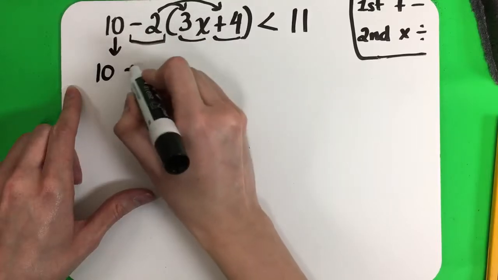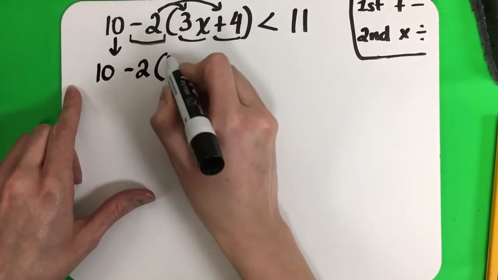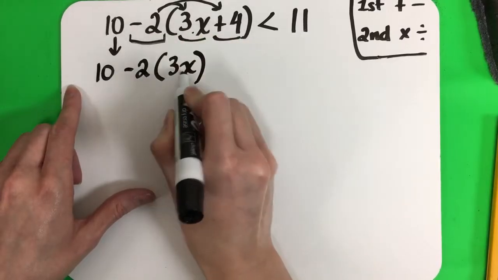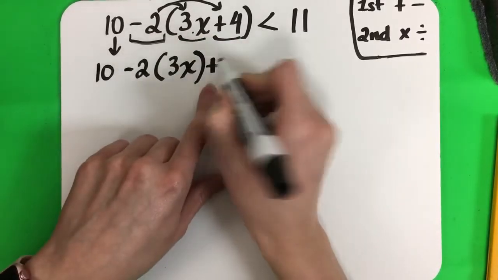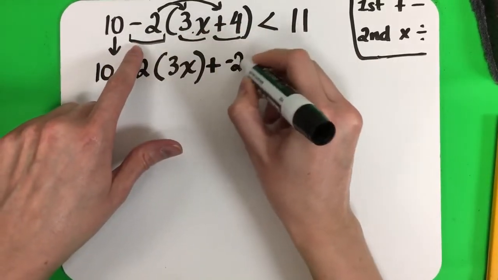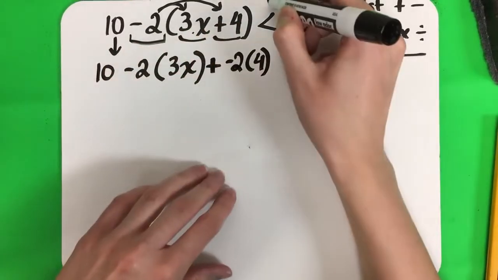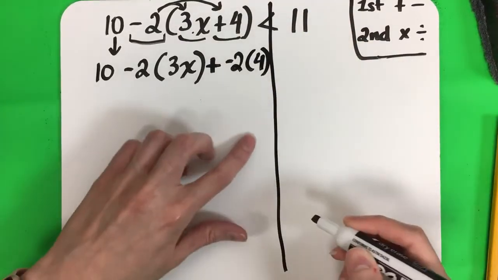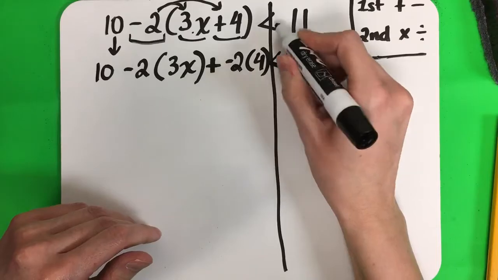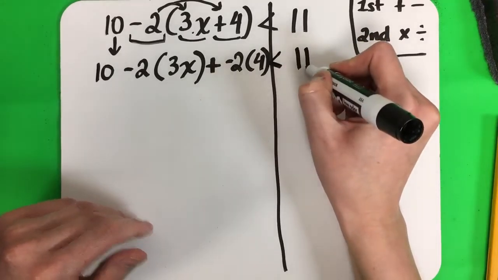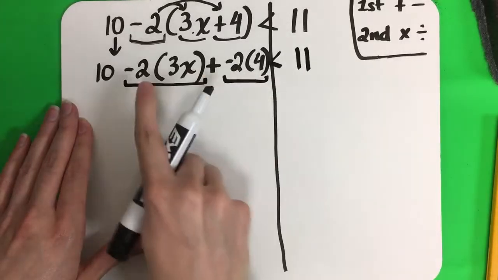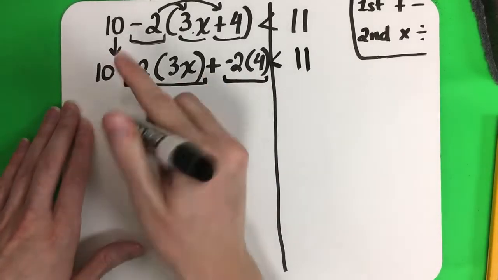Now you're going to do -2 times 3x. So these two together, always a plus. Siempre más en el medio, always plus. And then -2 times 4. Oops, I forgot my line. There we go. Okay. And then you're going to copy less than, menor que, less than 11. Parenthesis first, paréntesis primero. So these are my parentheses here. Copy down 10.